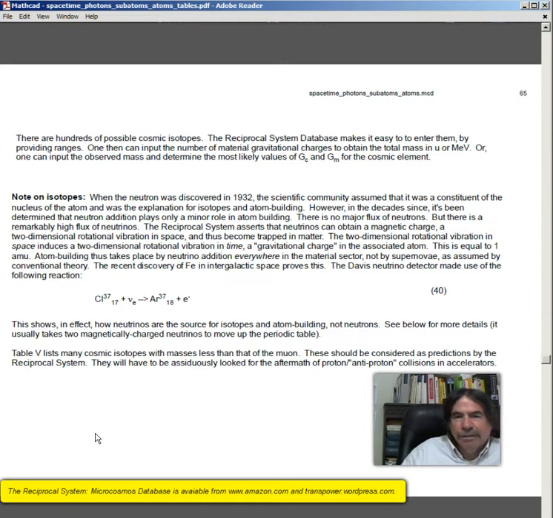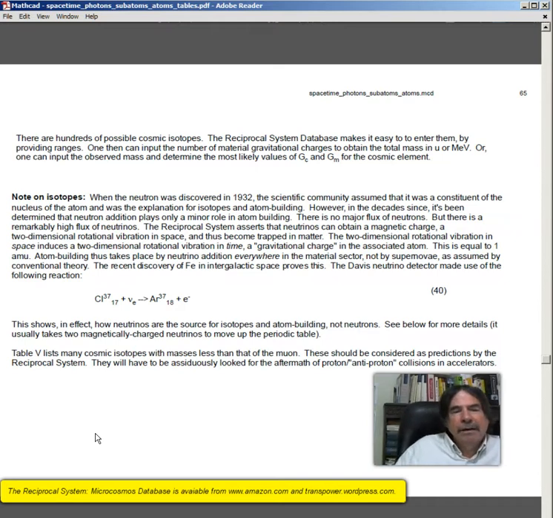The Davis neutrino detector made use of the following reaction. That's a certain isotope of chlorine, plus the electron neutrino, converts to argon plus an electron. This shows in effect how neutrinos are the source for isotopes in atom building, not neutrons. See below for more details. It usually takes two magnetically charged neutrinos to cause the atom to move up the periodic table.